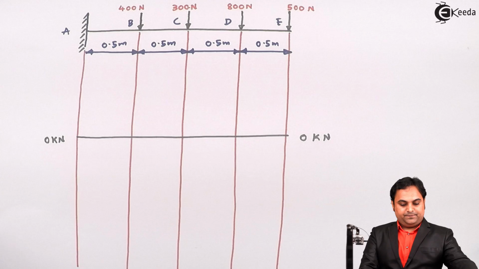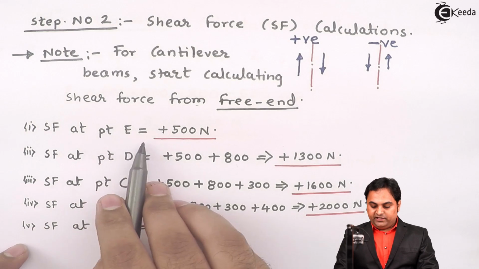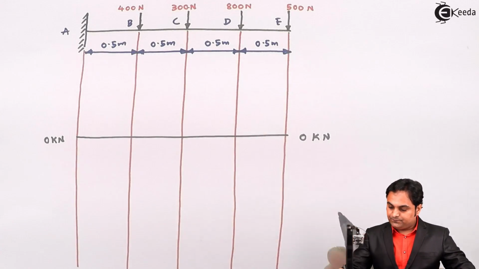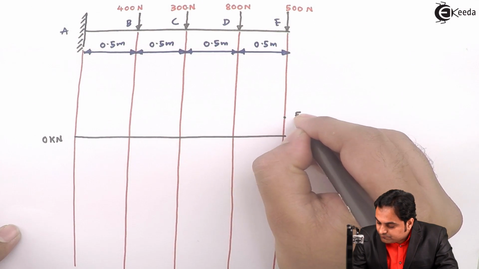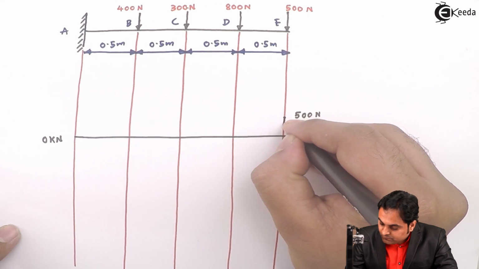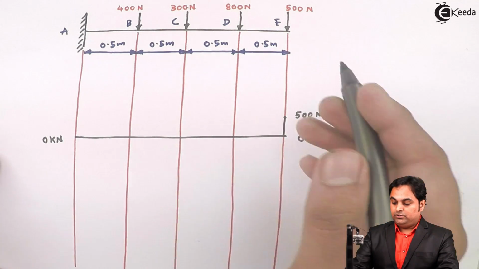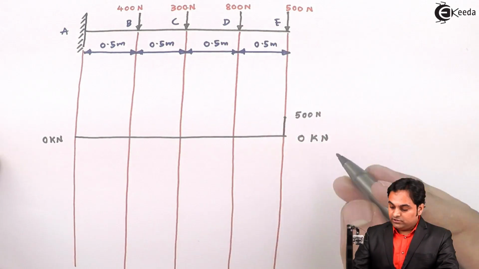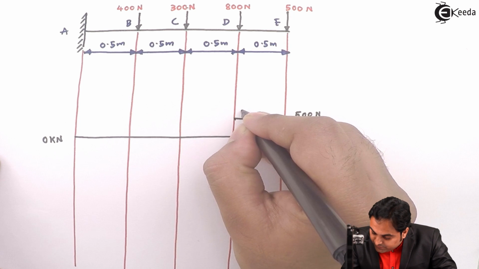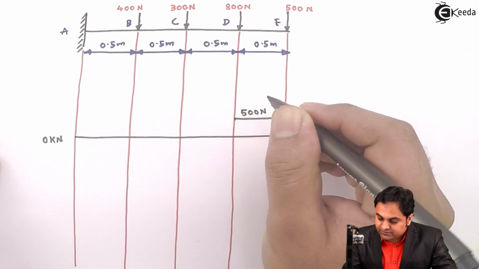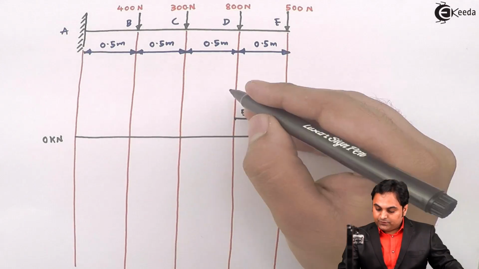If I see step number two, which we had solved here, shear force at point E is plus 500 Newton. So at E, I'll plot the value plus 500 Newton. Now this 500 Newton will go up to point D, or we can say to the right of D. So between E to D, as there are no forces, the shear force value will be constant. It will remain 500 Newton. Next, at point D, the value goes up to plus 1300 Newton. So it will increase.